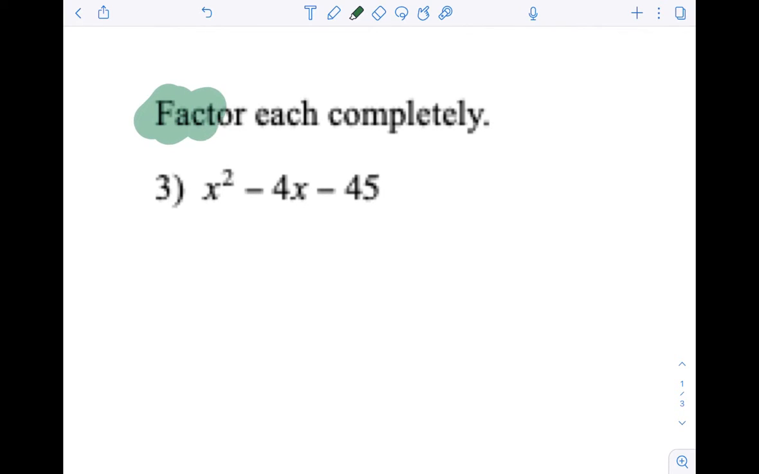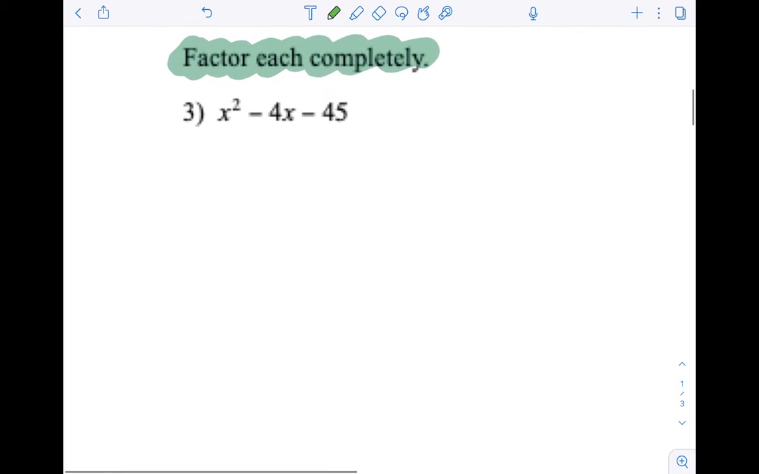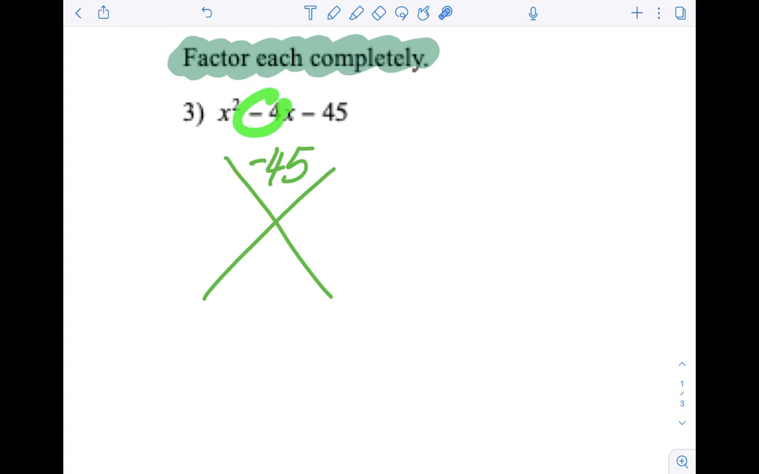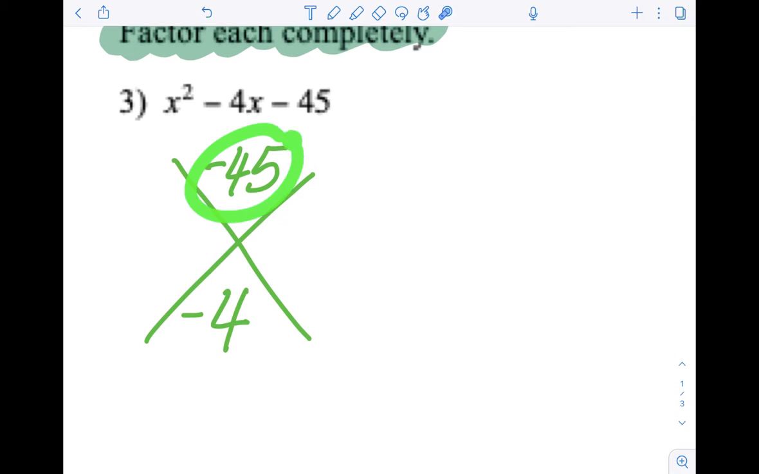Okay. This instruction says factor each completely. Here I have a trinomial, and I have a quadratic because 2 is my largest exponent. When I have that, I do the X method. The last number in the expression, negative 45, goes on top. The middle coefficient of the expression goes on the bottom. So I need to think of 2 numbers that multiply to give me 45.